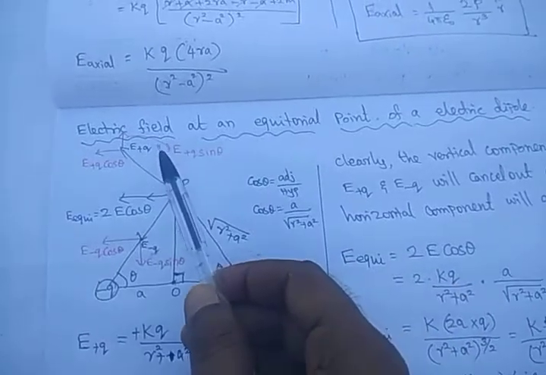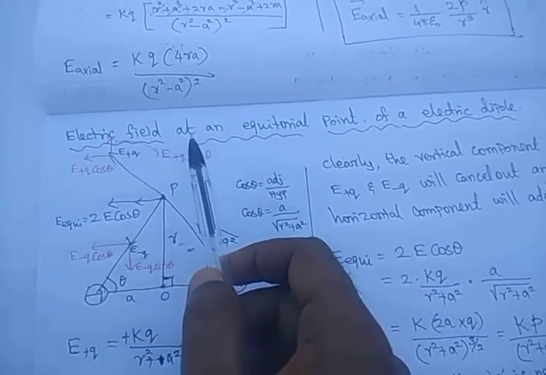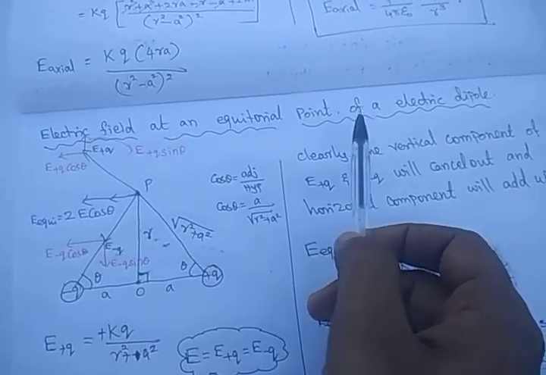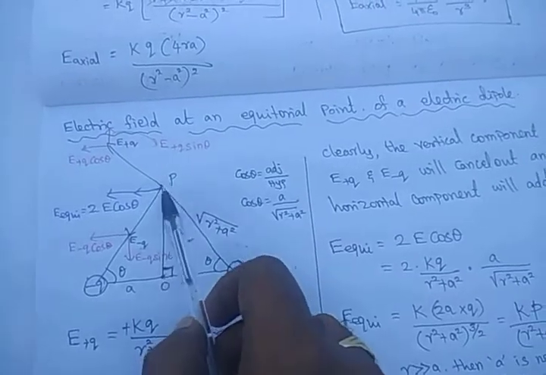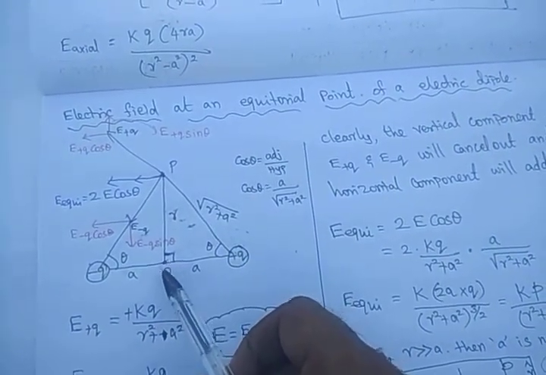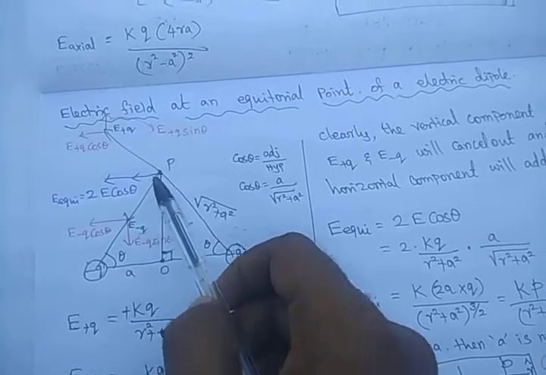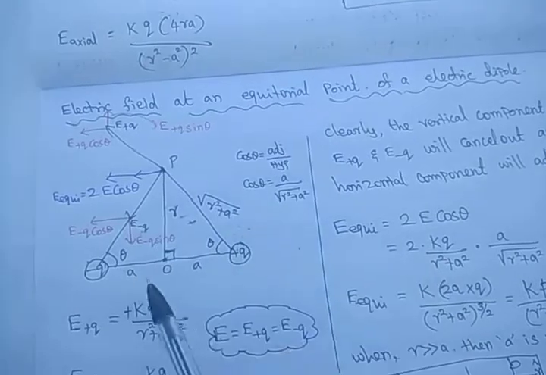Friends, in this session, we are going to see the continuation of the previous session. That is the electric field at an equatorial point of an electric dipole. That is the electric field of an electric dipole along the equatorial point. The distance between the origin, that is the center of the dipole, and the particular point P at the normal to this dipole is r.